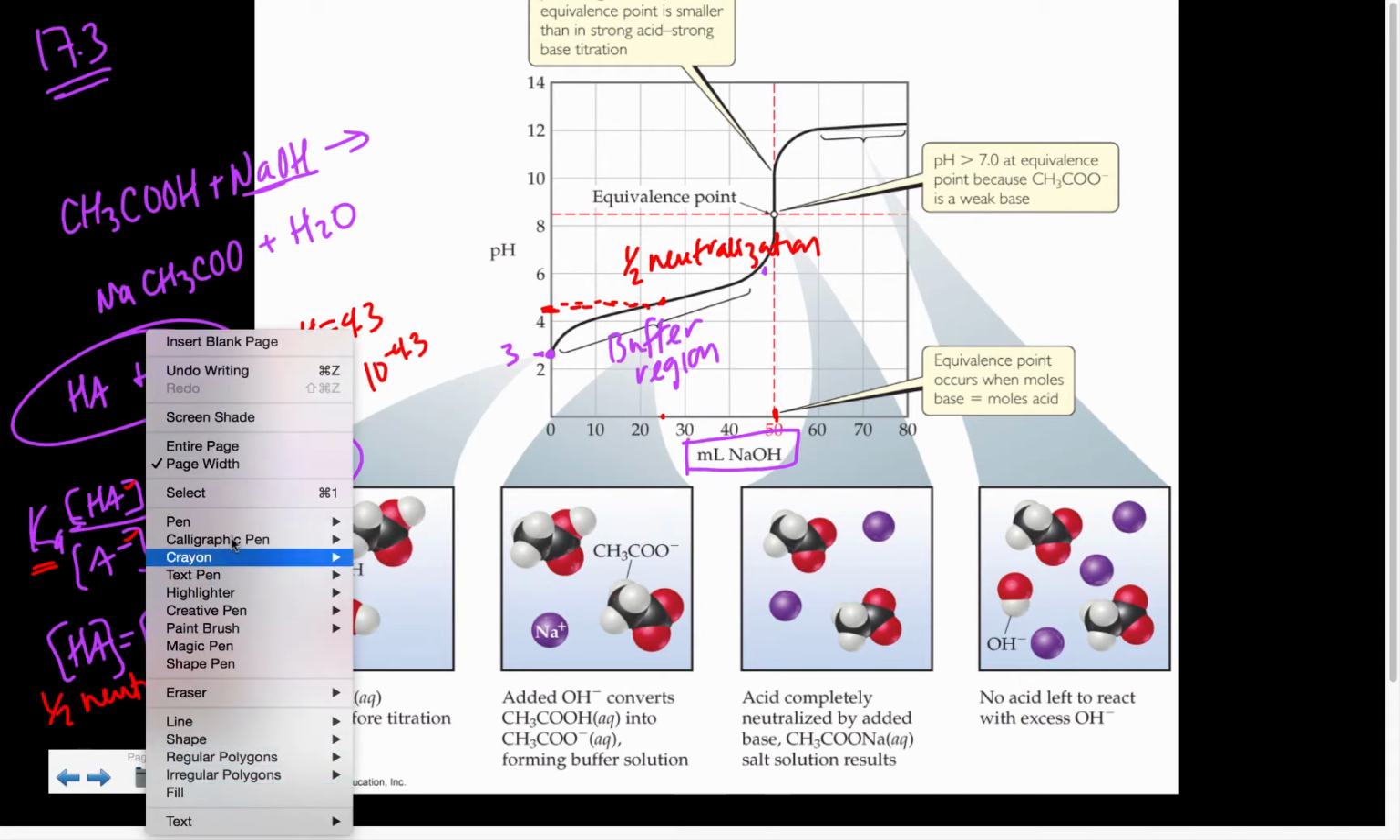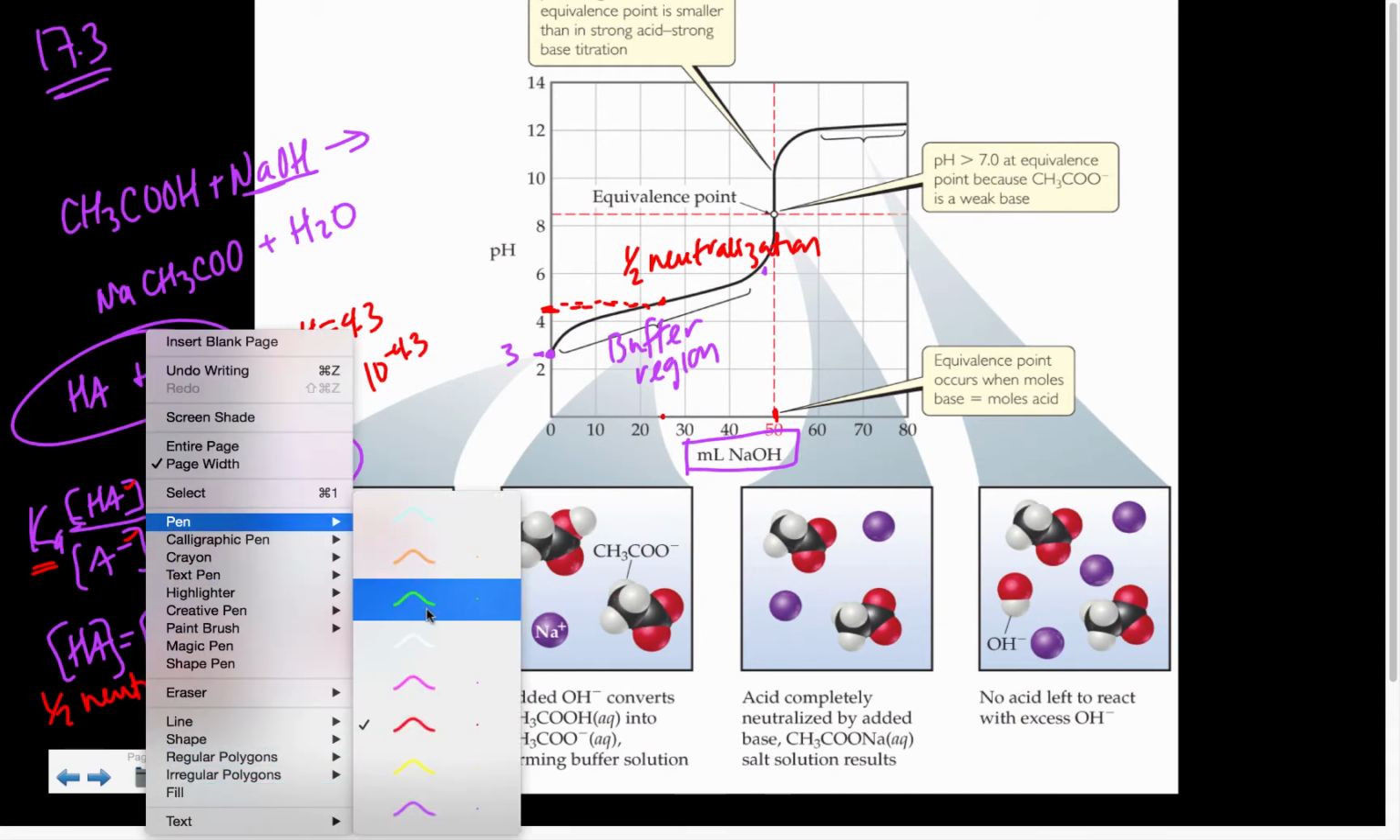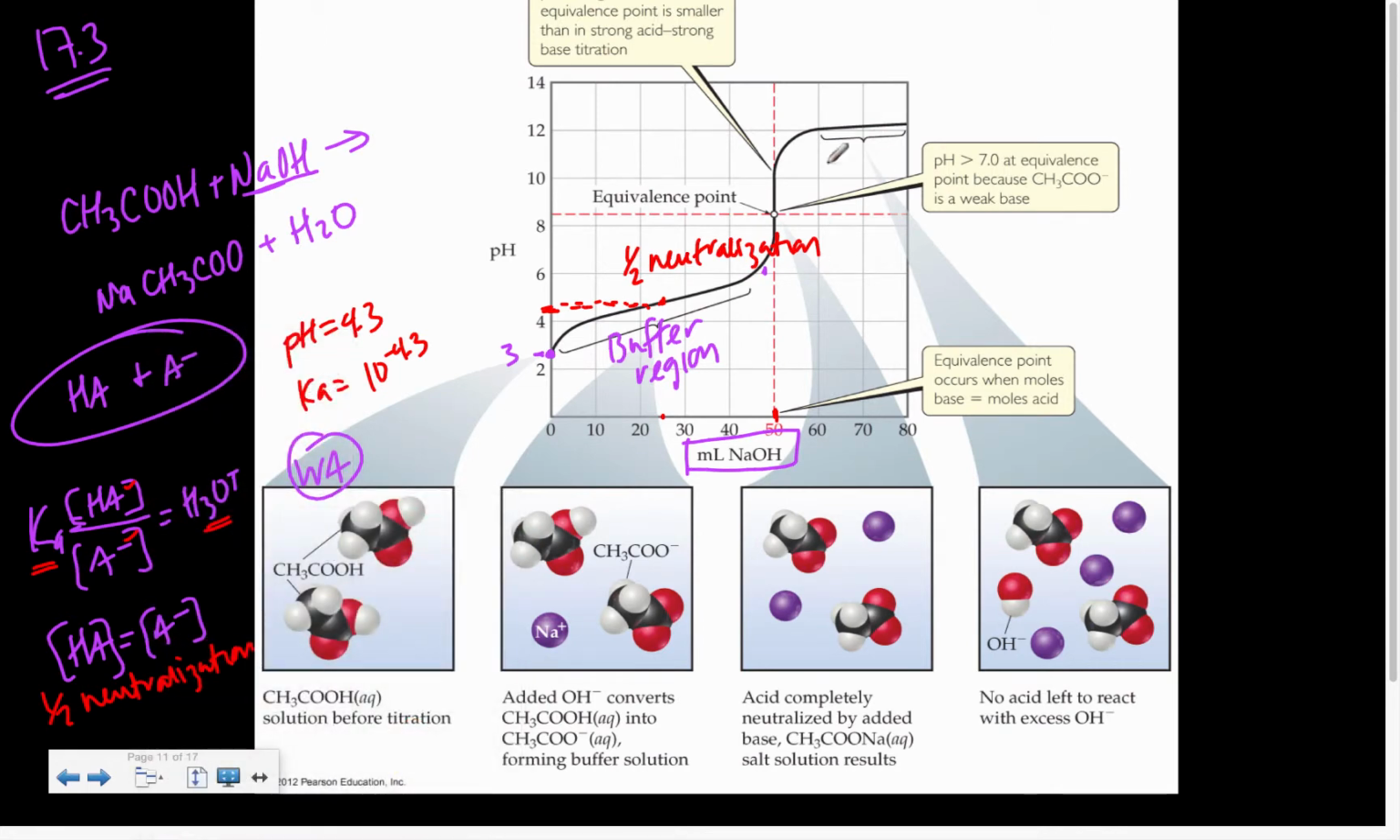All right, let's talk about other important points. So here we have our actual equivalence point. Again, this is the volume, and this is my pH. What do we notice? This is a pH of about 8.2, as opposed to being at pH 7.